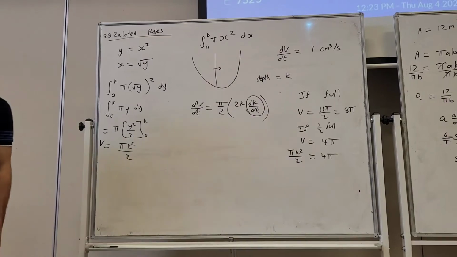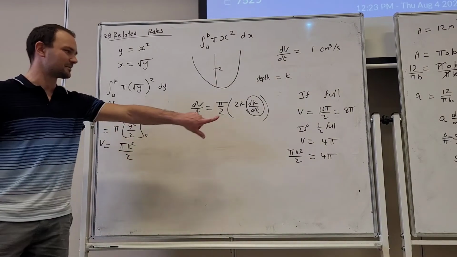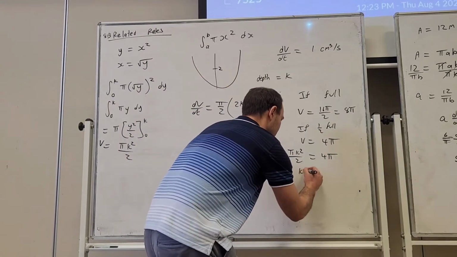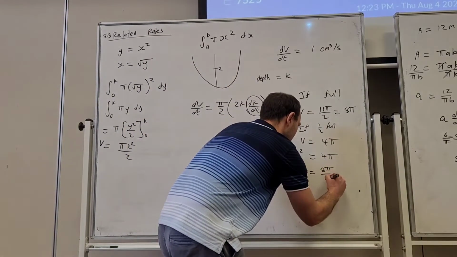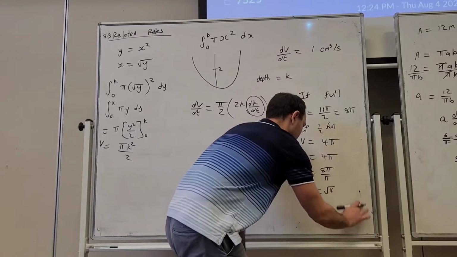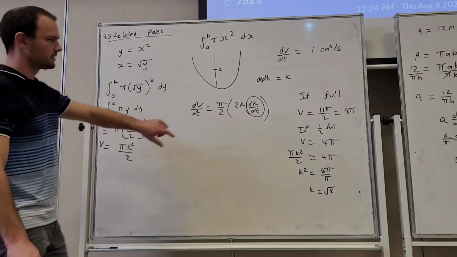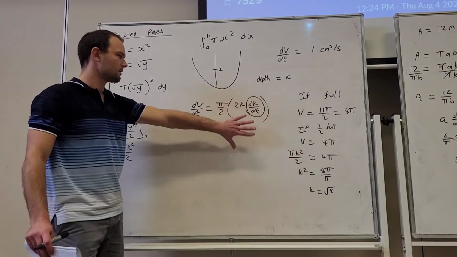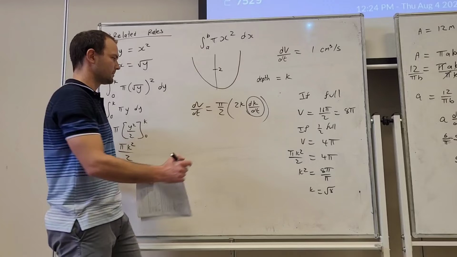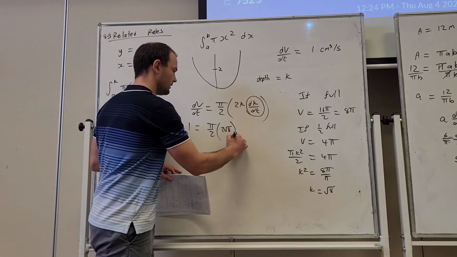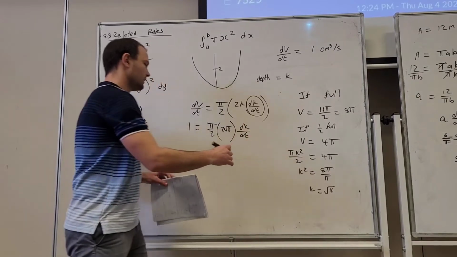And we're rearranging this for k so that we can substitute it into this equation. I hope I've left enough space for this for you guys. So we're going to have k squared equals 8 pi on pi, and we've got k is the square root of 8. Okay, square root of 8, 2 root 2. Excellent. We've got everything we need to isolate dk on dt. So let's just perform the substitution right away. We've got 1 equals pi on 2 multiplied by 2 root 8 dk on dt.